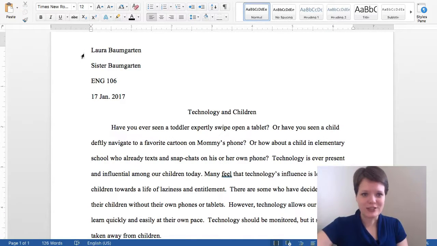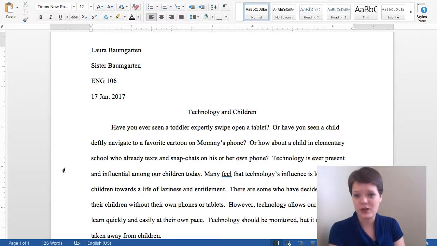So here's how it starts. I've got my MLA format, of course, and I start with what we call a hook, where you try and get your reader's attention. And I say, have you ever seen a toddler expertly swipe open a tablet? Or have you seen a child deftly navigate to a favorite cartoon on mommy's phone? Or how about a child in elementary school who already texts and Snapchats on his or her own phone? Technology is ever present and influential among our children today. Many feel that technology's influence is leading our children towards a life of laziness and entitlement.